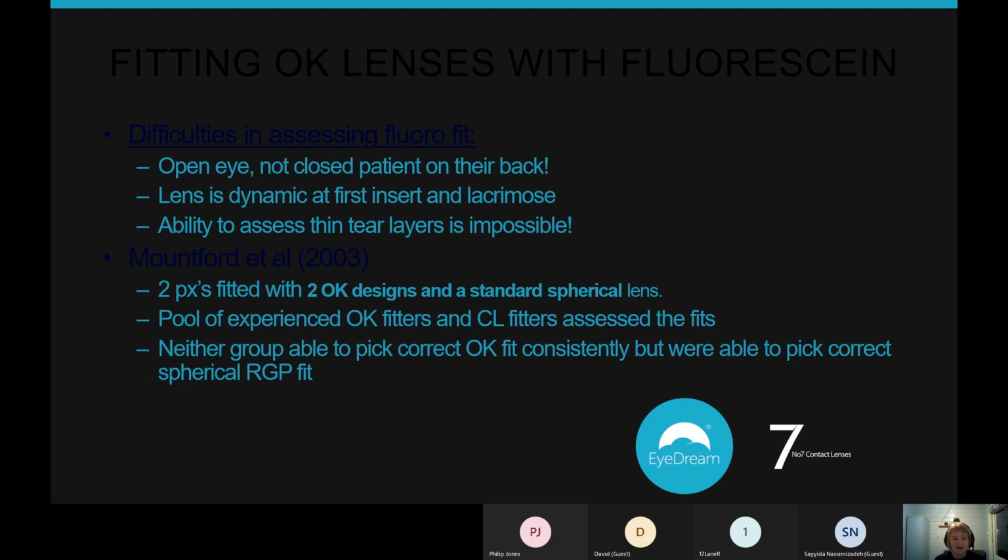And this study by John Mountford in 2003 really demonstrated that experienced ortho-K fitters are no better at checking the correct fluorescein fit than new fitters, because it is just impossible to do so. And so experienced ortho-K fitters are really good at managing patients, but their skills aren't based on their fluorescein assessment. And so this helps back up the idea that empirical systems designed on your patient's topography, rather than systems where a fluorescein fit is essential, generally are more successful.